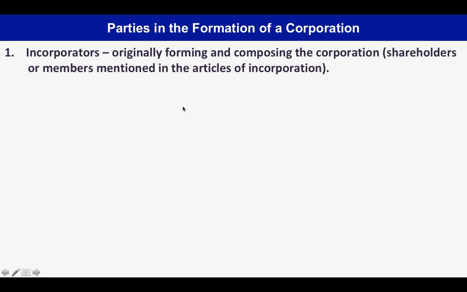If you are forming a corporation, these are the parties involved. First, incorporators, who are the people who originally form and compose the corporations. These are shareholders or members in the articles of incorporation. Incorporators are the ones who started the corporation.